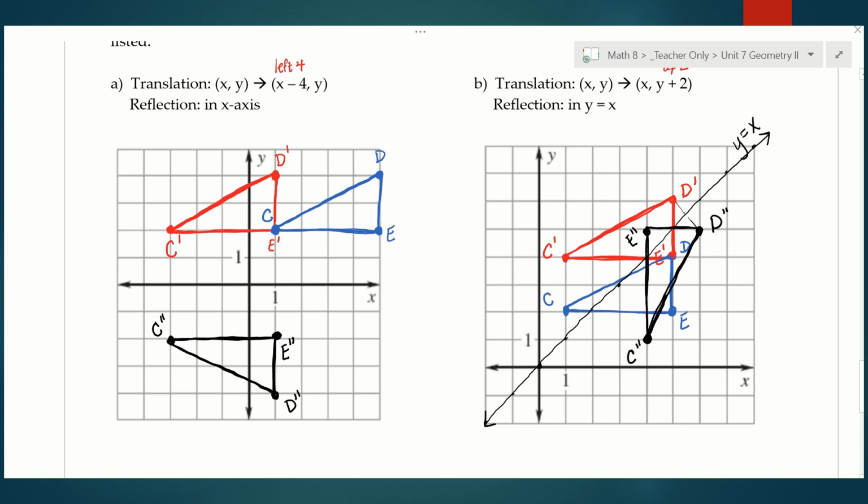And there is my reflected triangle. So again, if you feel like it looks a little funny and you just want to double check, you can fold your paper on that line and you should see that your triangles match up.